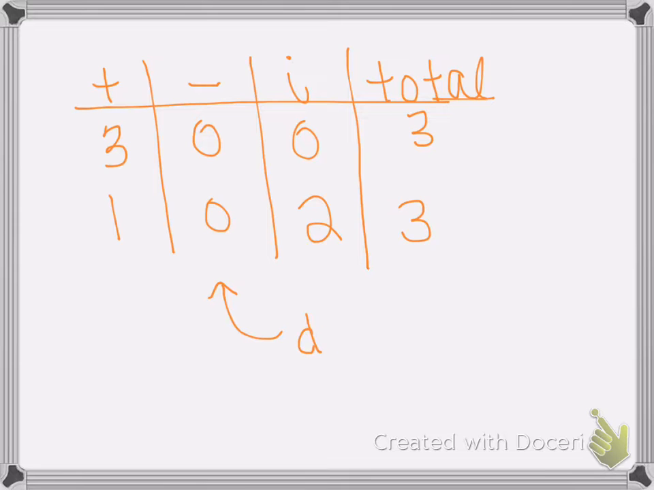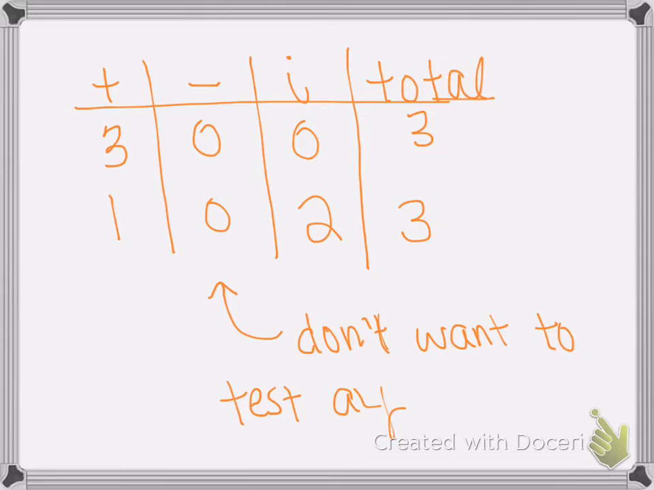So what's nice about this chart is by looking at this column, since there are 0 negative roots, then you don't want to test any negative numbers. You're never going to get a negative answer. Negative anything will never be your root, so don't waste your time testing it.